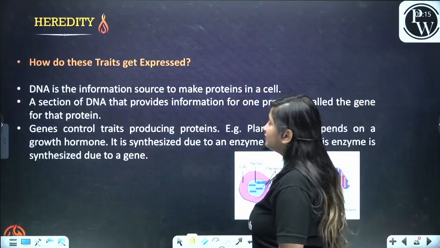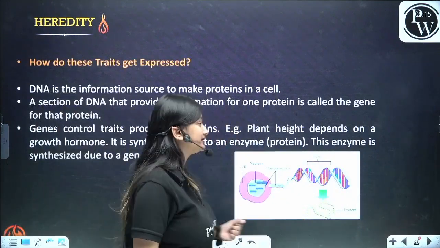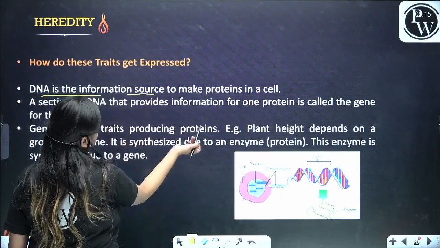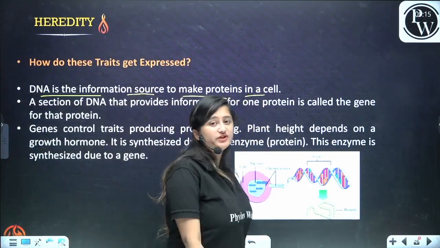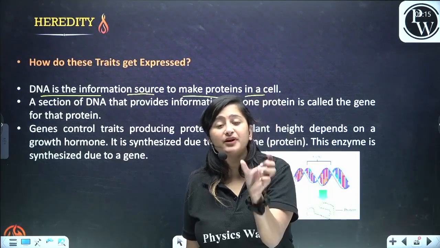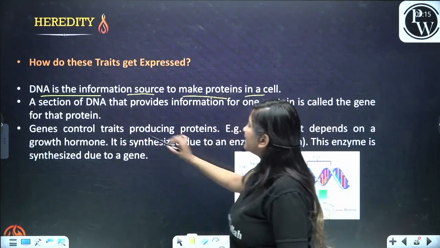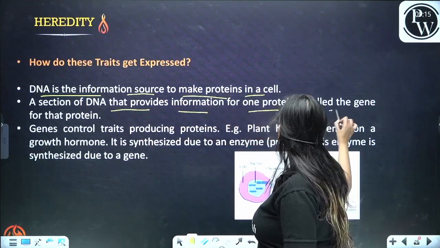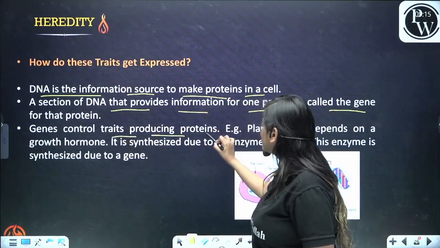Now, how do these traits get expressed? What is the pathway of it? You see, DNA is an information source to make a protein in a cell. Obviously, you all know, right? Because DNA has genes. Genes are particular segments of DNA that code for protein. Now, a section of DNA that provides information for one protein is known as the gene for that protein. Genes control traits by producing proteins.